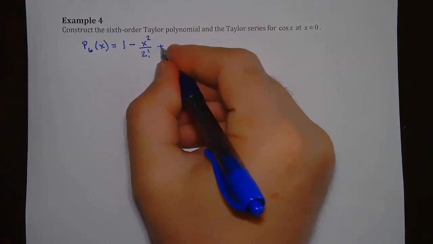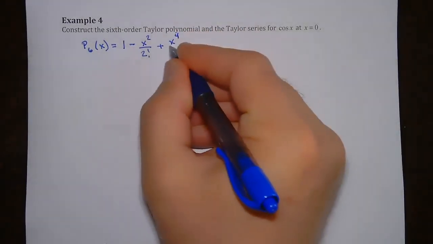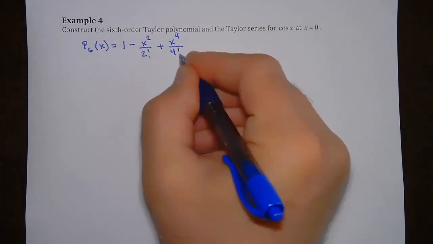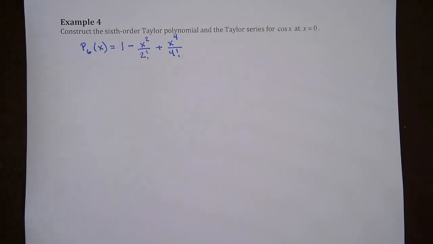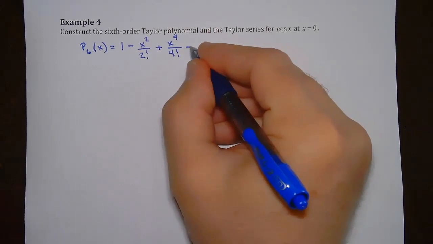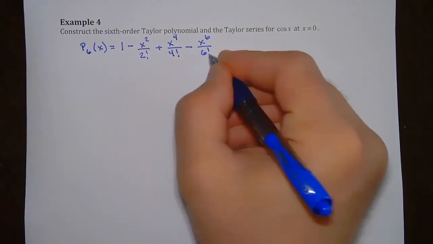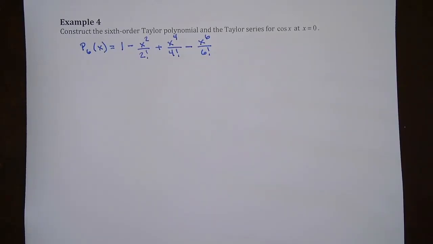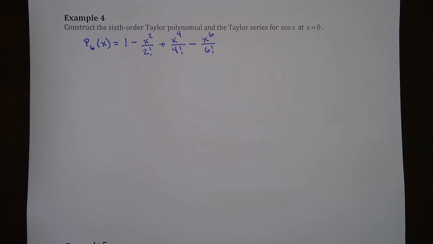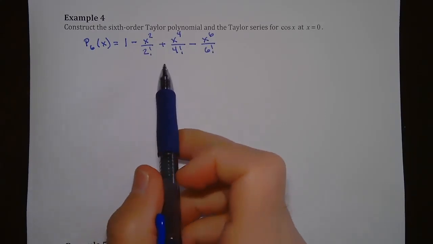So plus x to the 4th over 4 factorial. That would be a 4th order Taylor polynomial. And then minus x to the 6th over 6 factorial. And then that would be the 6th order Taylor polynomial. Okay, so that's the 6th order Taylor polynomial.